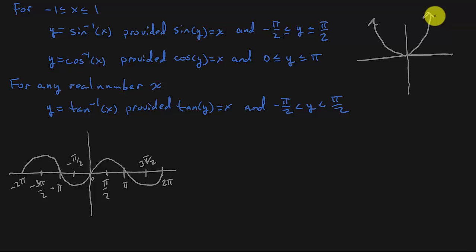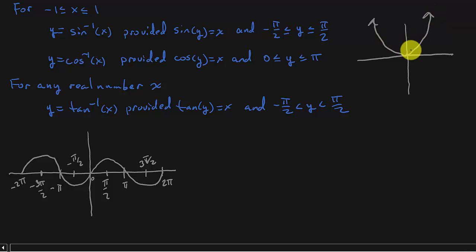The vertical line test, if you draw a vertical line through a graph and it intersects that graph in more than one spot, that means it's not a function. And then the horizontal line test, if you draw a horizontal line through a graph and it intersects that graph in more than one spot, that means it's not 1 to 1. And if it's not 1 to 1, that means it doesn't have an inverse. Okay? So you can see that this parabola here does not have an inverse because it's not 1 to 1.